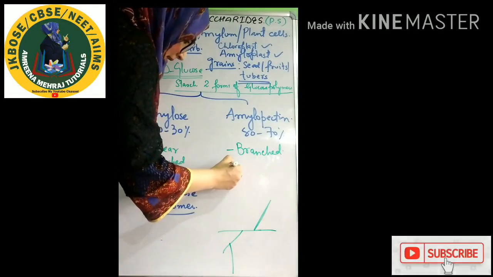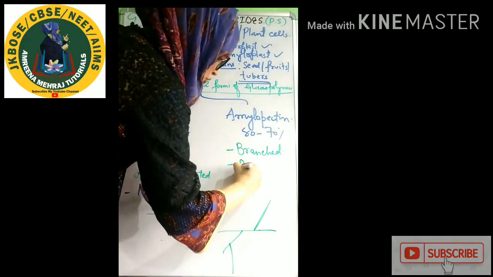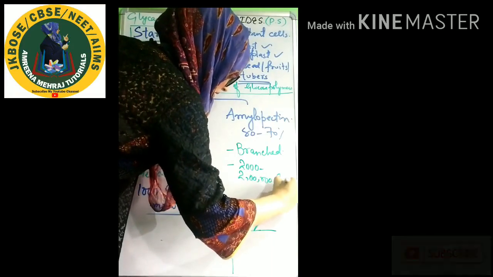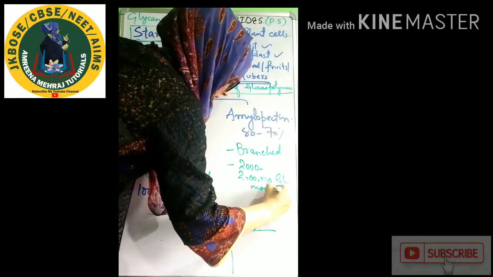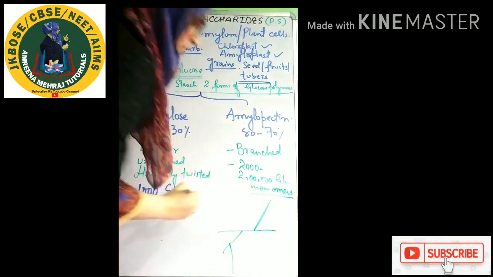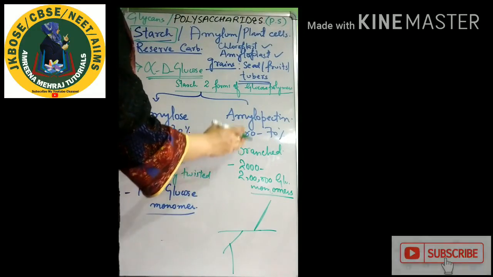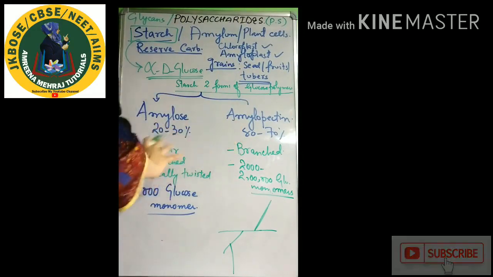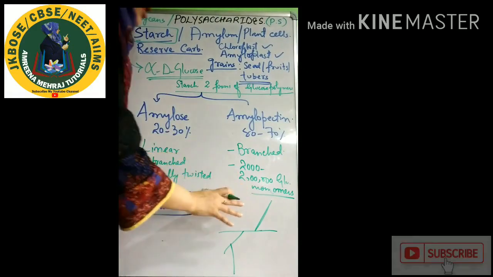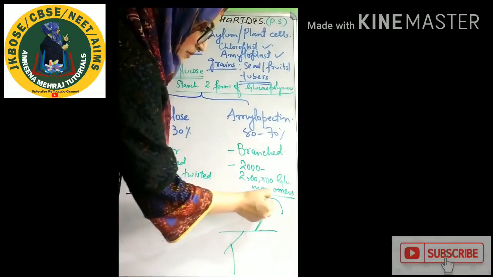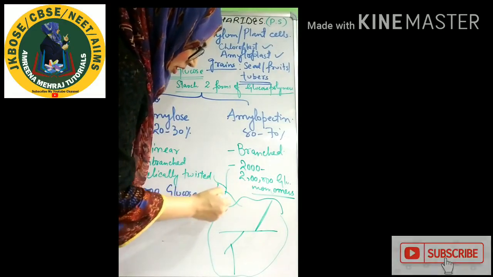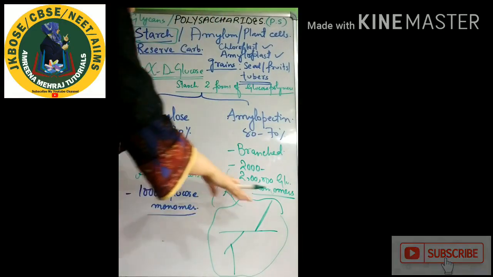If you look at it, it has about 2000 to 2 lakh glucose monomers. So the number of glucose monomers is more in amylopectin. They are the same, but the difference is this one is linear and helically placed, while this one is branched and not helically placed. This polymer is not helically arranged. It will be somewhat similar to the same structure, but it is not going to be linear.